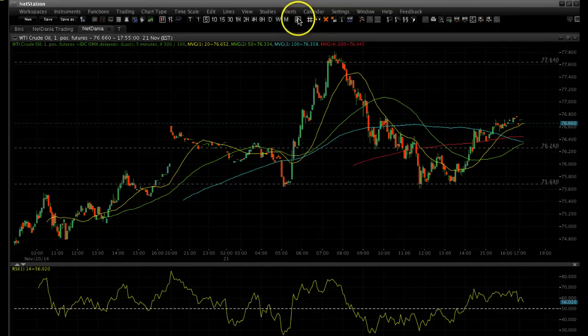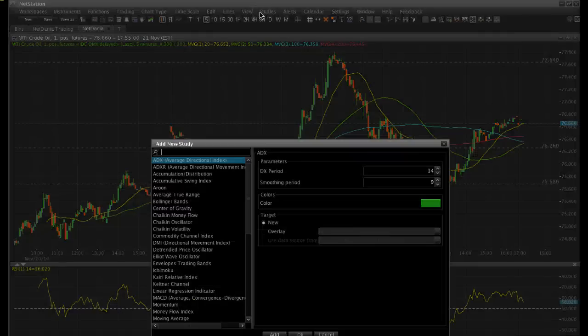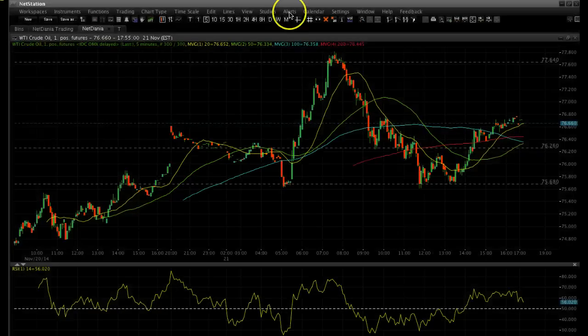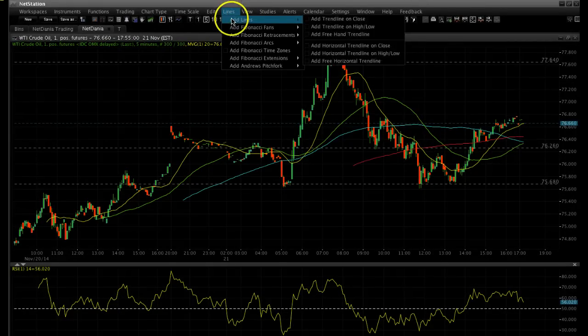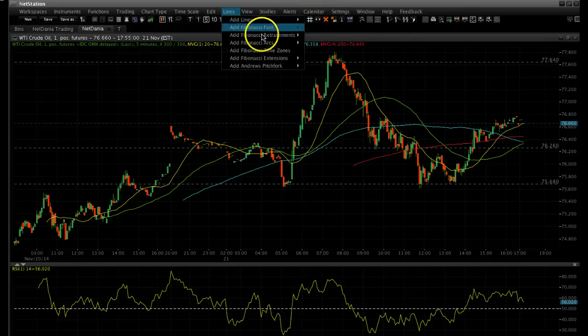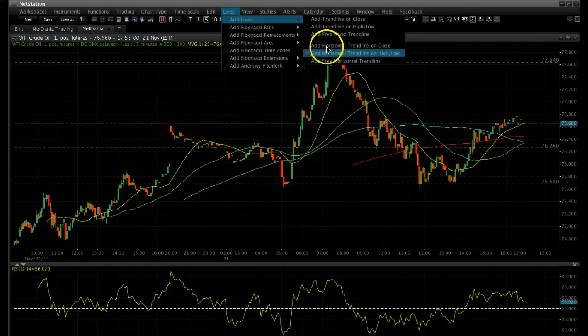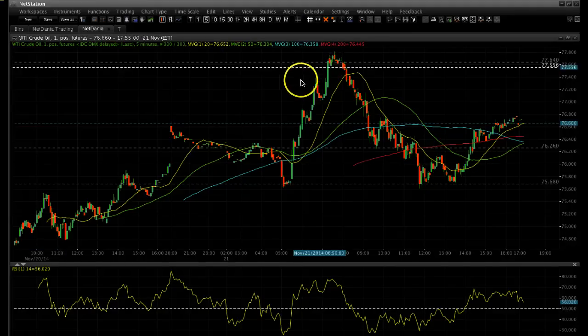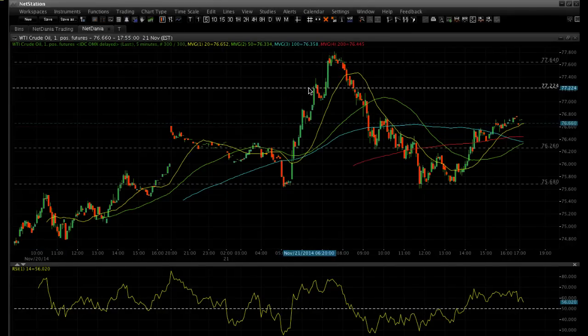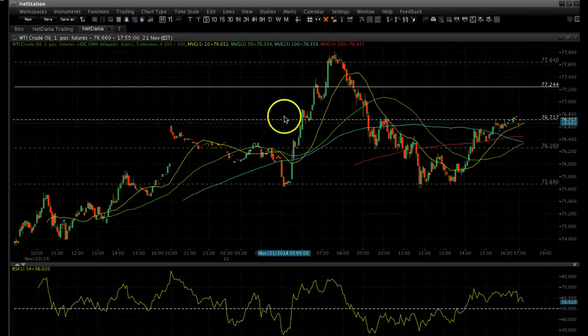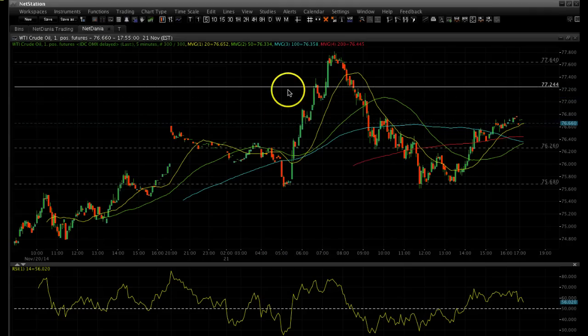I haven't used the computer in so long because I usually just use NetDina on my phone. Lines. There we go. All right, so let's say we're placing a line here. If I just place that line there, that won't show in my mobile application.